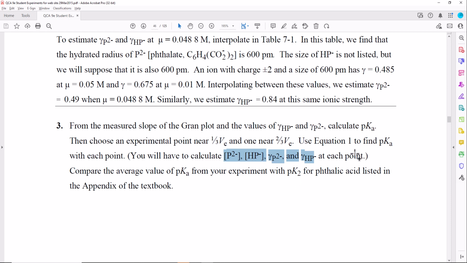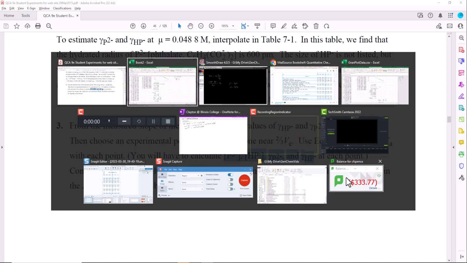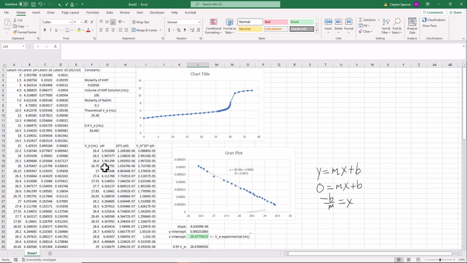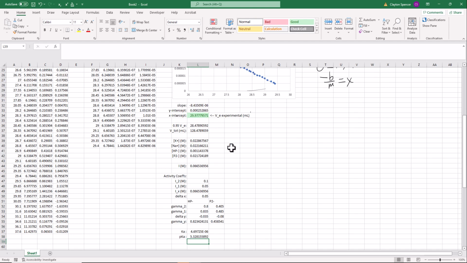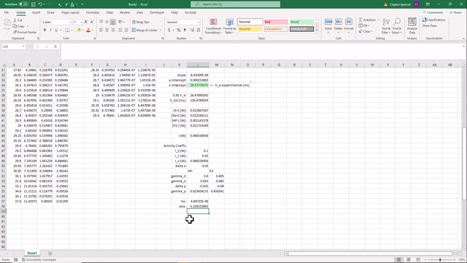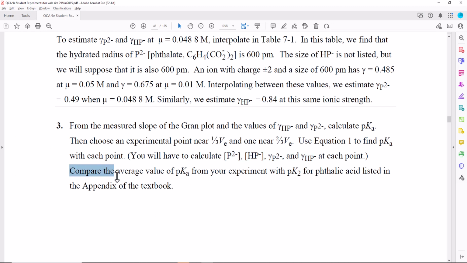You will have 2 values to average, however, because remember, this is just one set of data. Your group did 2 titrations. So you're going to repeat this for your second titration, and then you're going to calculate the average pKa value. The last thing I would like you to do, it says compare the average value from your experiment with pK2 from phthalic acid listed in the appendix of the textbook. So you should do that.